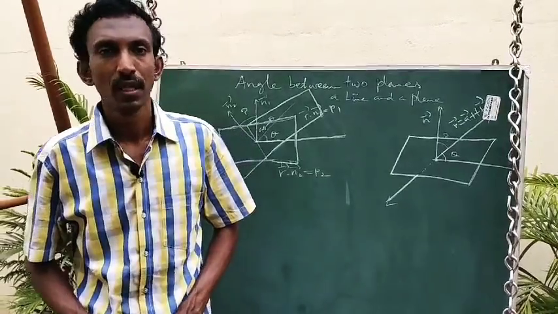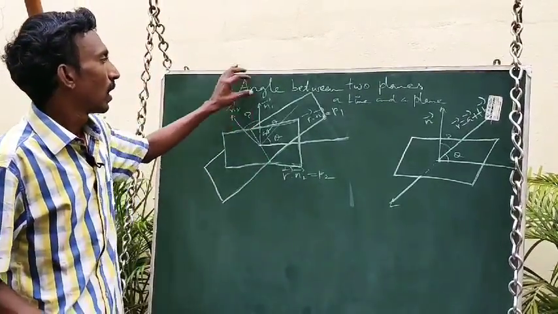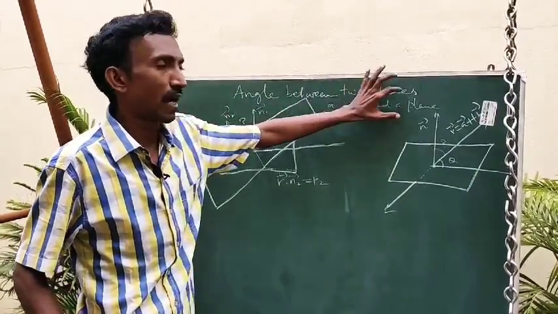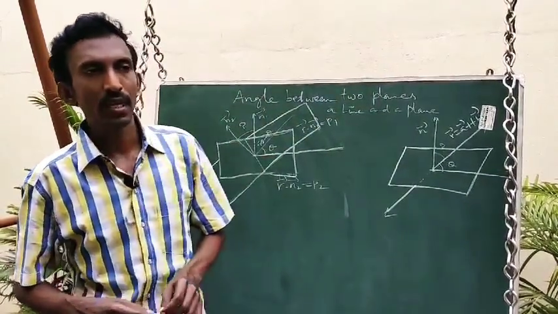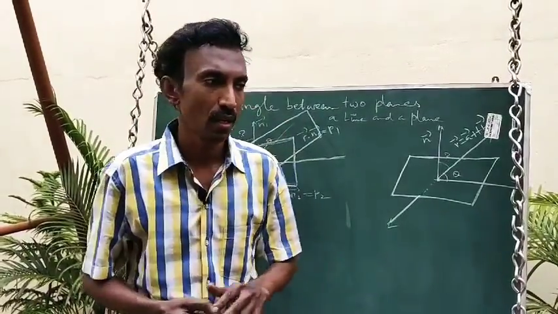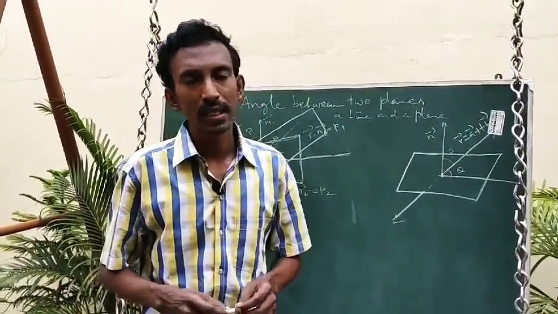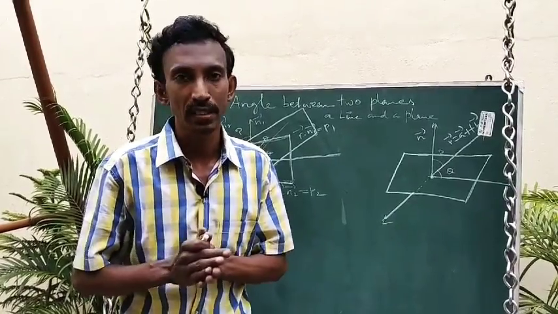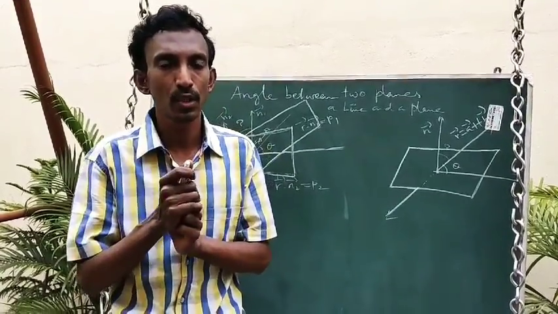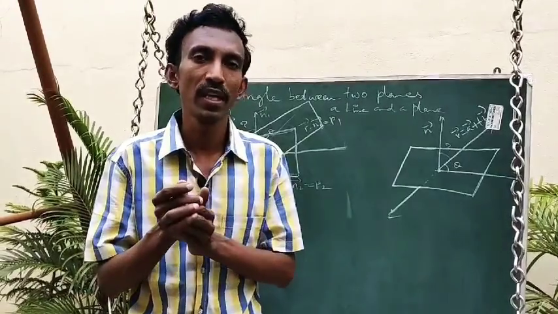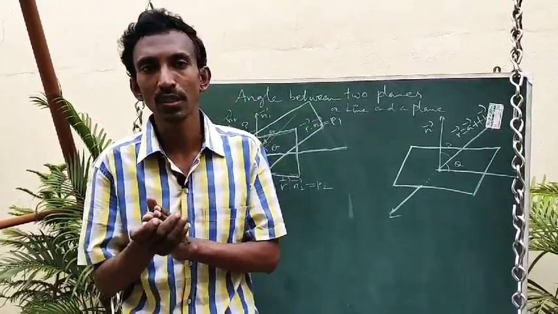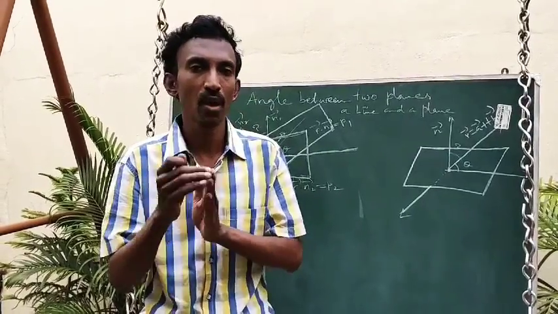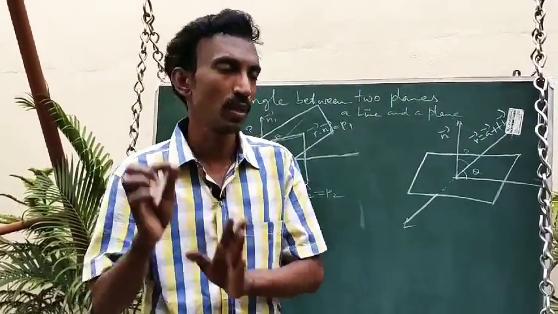My dear friends, today's topic is angle between two planes as well as angle between a line and a plane. My dear students, already in the first exercise, we have the formula to find the angle between two vectors. If A vector and B vector are the two vectors, then the angle between them is theta equal to cos inverse of A vector dot B vector, or modulus of A vector dot B vector, by modulus of A vector into modulus of B vector.